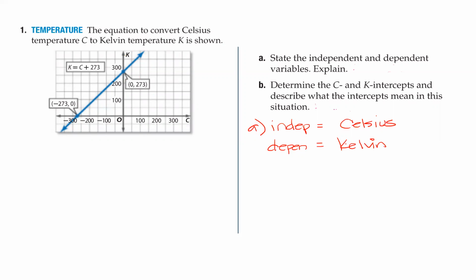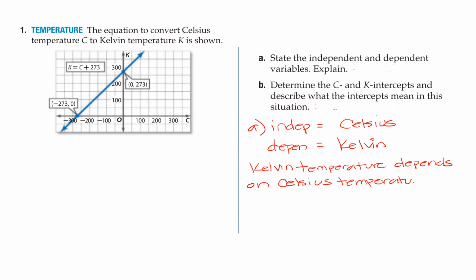Okay, so the Kelvin says to explain. So the Kelvin temperature depends on the Celsius temperature. All right, that's part A. And then part B says determine the C and K intercepts and describe what the intercepts mean in this.